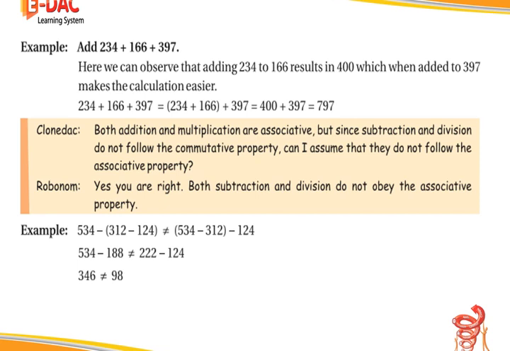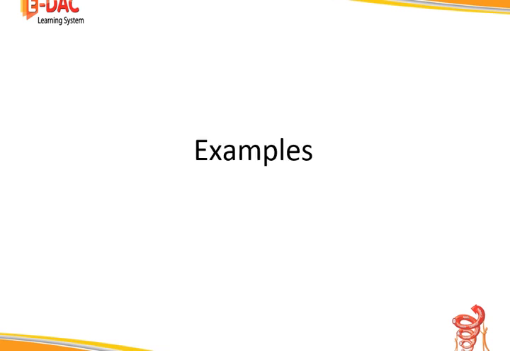So we have 534 minus 312 minus 124. So I have two expressions on the opposite sides. In the first one, I have grouped 312 minus 124 first, and in the other expression 534 minus 312 first. So 534 minus 188 is not equal to 222 minus 124. 346 is the total for the first expression, whereas for the second expression it is 98. So the rule does not apply. The associative rule does not apply for division and subtraction.